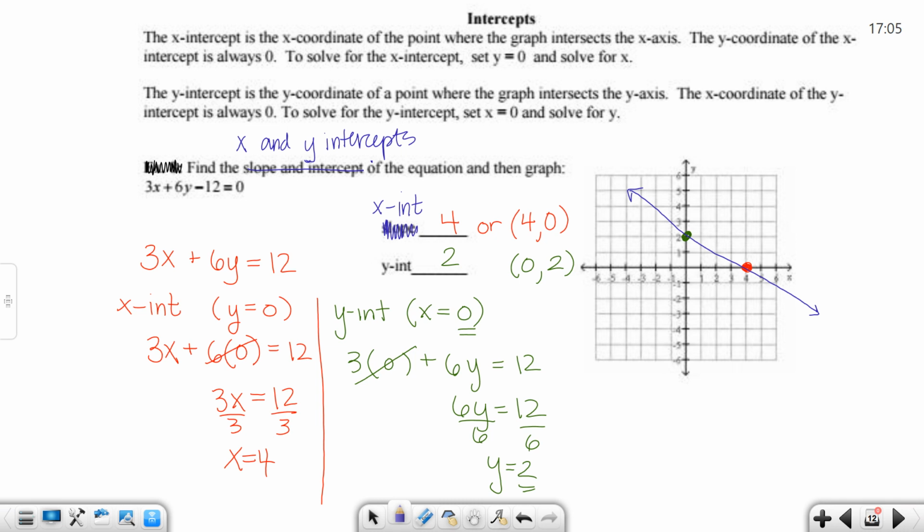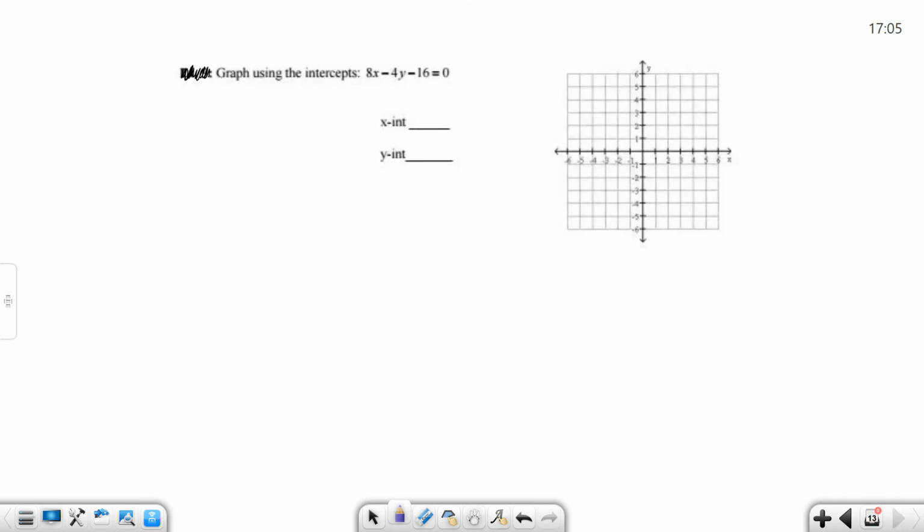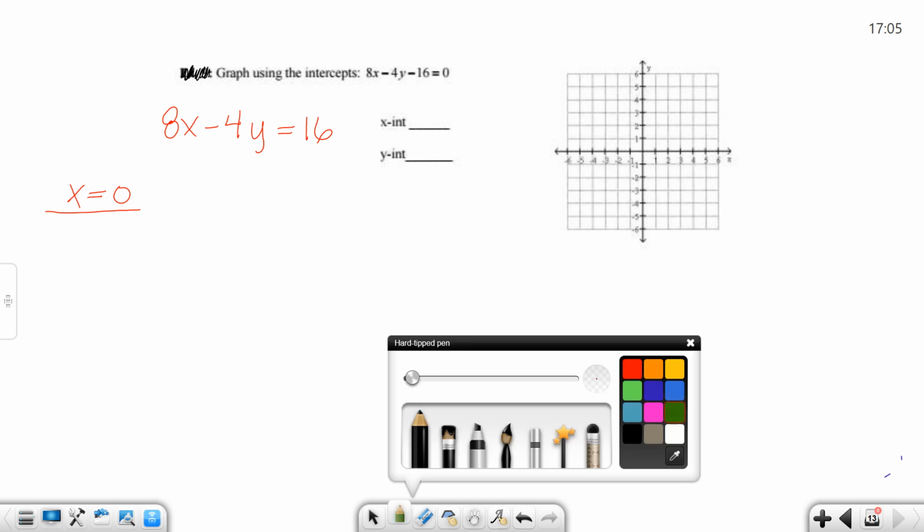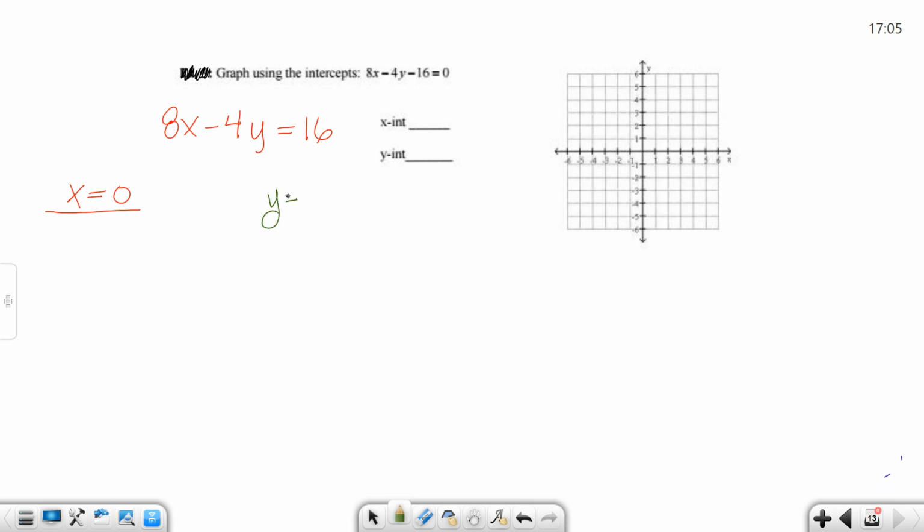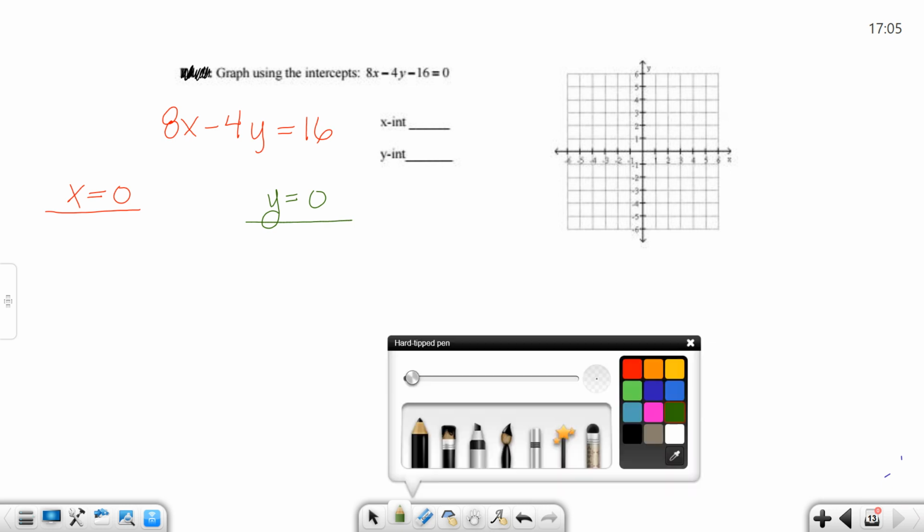So let's try one more of those. I ask you here to graph using the intercepts. So let's see if we can make it a little bit easier. The very first thing that I like to do is move the 16 over so that I have 8x minus 4y equals 16. Now, one of these times I'm going to let x be 0, and then I'll solve out the rest of it. And the second time I'm going to let y be 0, and then I'll solve out the rest of it.